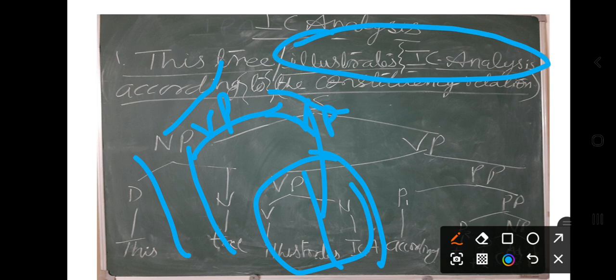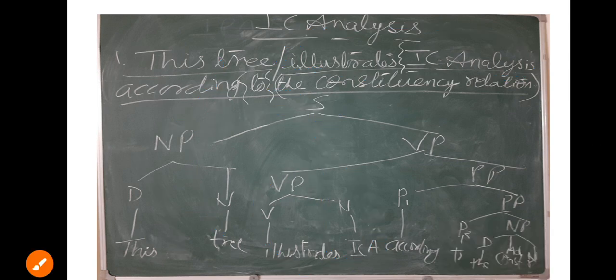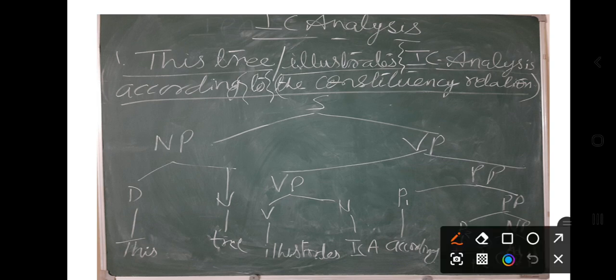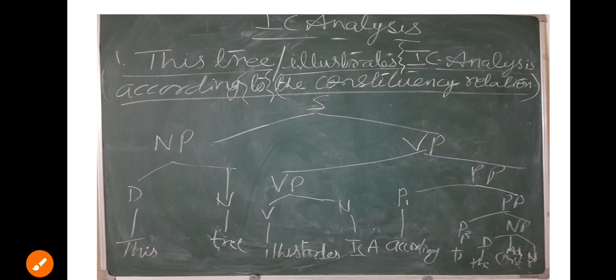Then this verbal phrase is divided into "according to". There are two prepositions here, according and to. So according drops, then the next prepositional phrase is "to the constituency relation". So to drops again, then "the constituency relation" is a noun phrase.